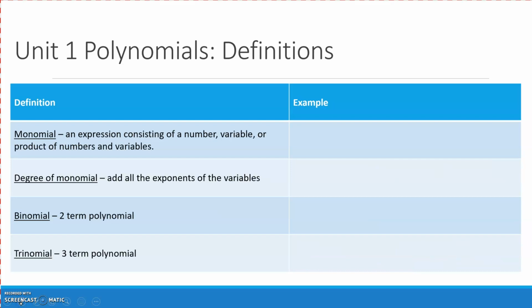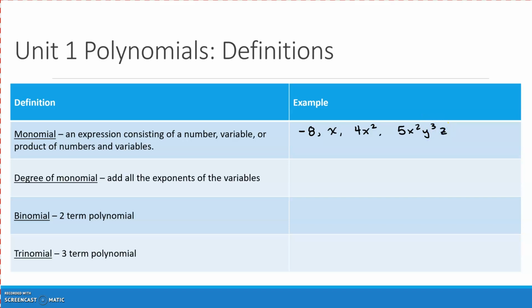Now let's look at a monomial. Monomial is an expression consisting of a number, variable, or product of numbers and variables. So a monomial could look like negative 8. Monomial could look like x. A monomial could look like 4x squared. It could look like 4x squared y cubed z.